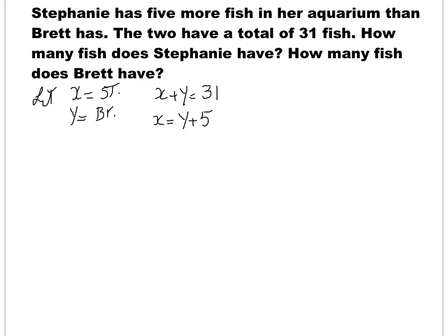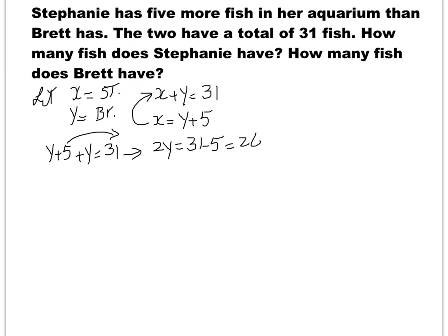Now I have two equations, a system of linear equations. I know x is y plus 5, so I'm going to substitute x back in this equation and find y. So I'm going to write y plus 5, which is x, plus y is 31. y plus y is 2y, and I'm going to bring 5 to the right, change the sign, which is going to be 26. Now I'm going to divide by 2, and I get y is 13.